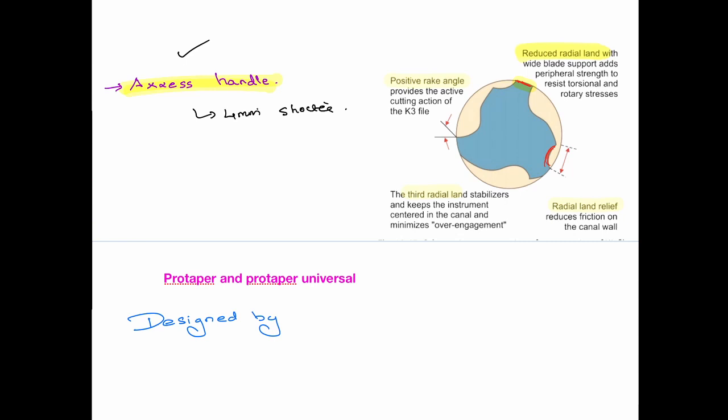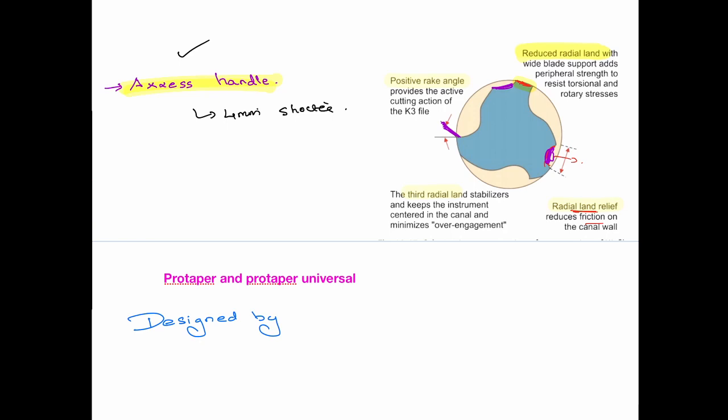See this area, there is a radial land relief. There is a relief area so that friction decreases. The purpose of both is to decrease the friction, because contact decreases, isn't it? So there is a relief for two of them, not all. One relief is here, one relief is here. See here, there is no relief, there is only a radial land. So out of the 3 radial lands I was talking about, 2 were given a relief, and one was not having the relief. And the second thing which I've told you is a positive rake angle. See, this is the rake angle positivity.